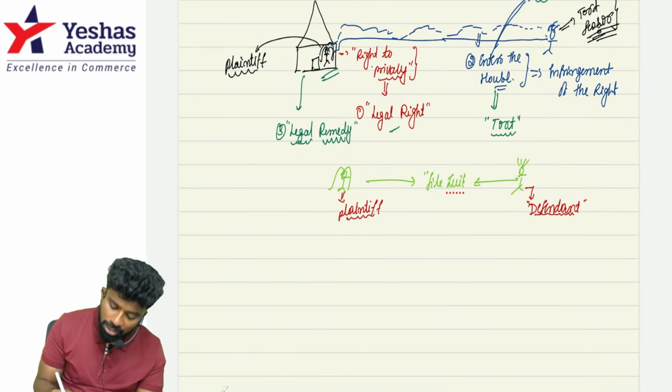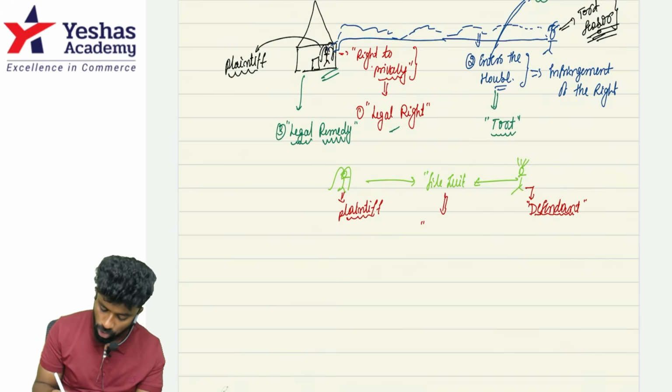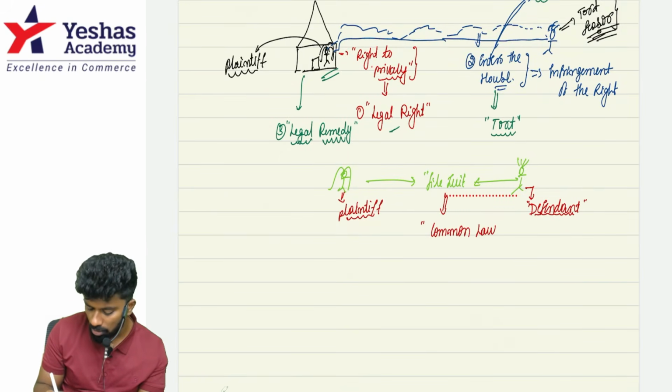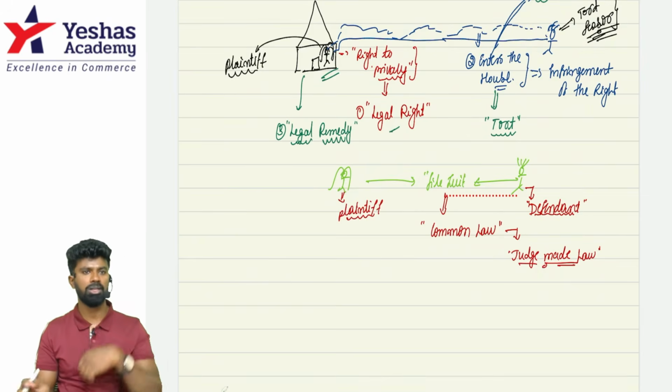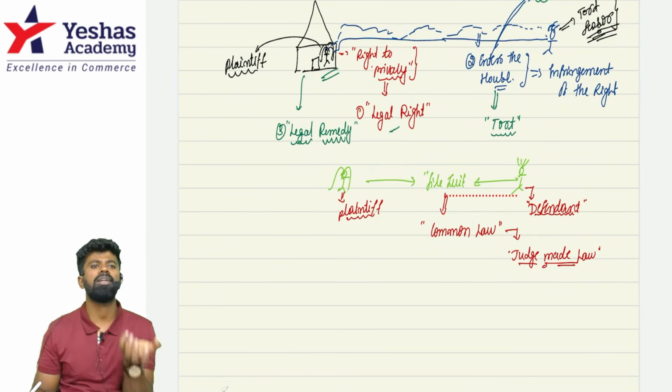Tort law is mainly based on common law. Common law is called judge-made law, which means the precedents of a court. What are precedents? The judgment of a court becomes a rule of law to be applied in similar cases.